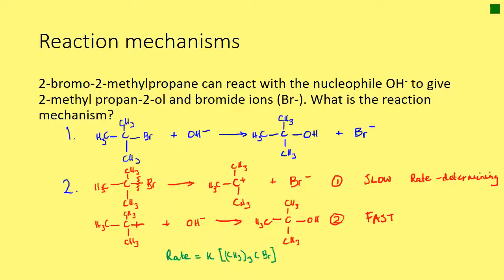So the question remains, which of these two reaction mechanisms is correct? And in order to decide, as if to adjudicate, we're going to have a look at the rate equation. The actual rate equation was worked out using experiments, and it is rate equals the rate constant times the concentration of 2-bromo-2-methyl propane.